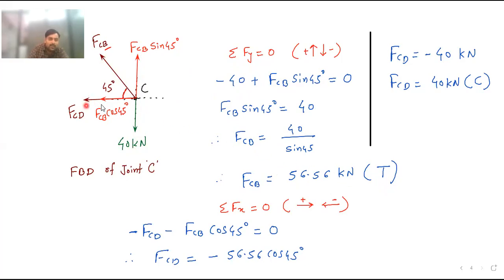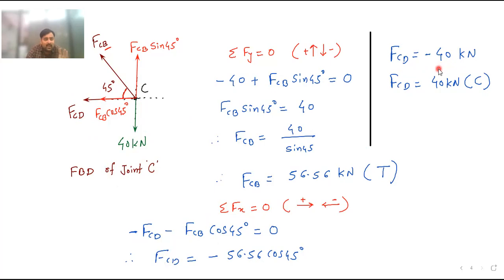ओके, सिमिलरली एफएक्स आपण अप्लाय केलं. एफएक्स म्हणजे काय, फोर्सेस पॅरल टू एक्स ऍक्सिस, त्याची सम घेतली आपण. तर एफ सी डी हा कुठे चाललाय, लेफ्ट साईडला चाललेला आहे. हे एफ सी बी कॉस 45 पण लेफ्ट साईडला चाललेला आहे, म्हणून दोन्ही आपण मायनस लिहिले, इक्वल टू 0, कारण हे दोघं तर वायला पॅरल आहेत, त्यामुळे या इक्वेशन मध्ये येणार नाहीत ते एफएक्सच्या. हे झालं, ह्याला सॉल्व्ह केलं, एफ सी डी आपण कॅल्क्युलेट केलं. एफ सी डी ची व्हॅल्यू किती मिळाली आपल्याला, मायनस 40 किलो न्यूटन.